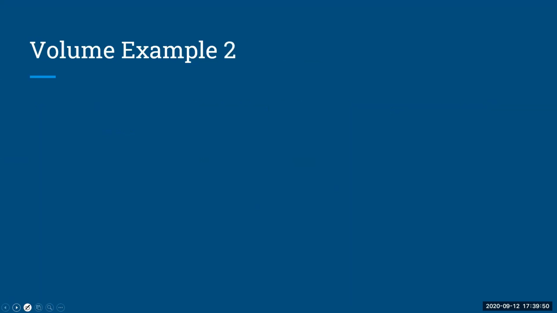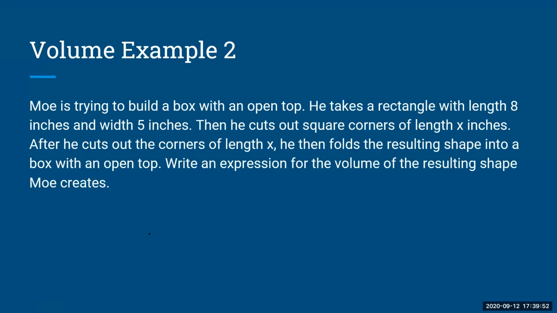All right, next one. Mo is trying to build a box with an open top. So he takes a rectangle with length 8 inches and width 5 inches. Then he cuts out square corners of length x inches. After he cuts out the corners of length x, he then folds the resulting shape into a box with an open top. Write an expression for the volume of the resulting shape Mo creates.